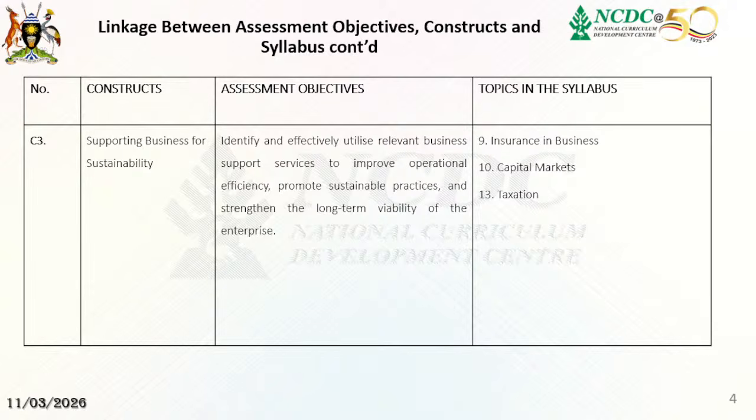In business, we have capital markets. We also have taxation. From our syllabus document, taxation is topic 13. Capital markets is topic 10, while insurance in business is topic 9.